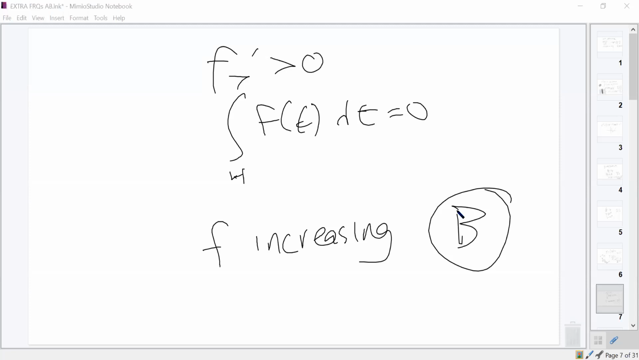Let's see here. Next one is 85 and 86 from 2014.